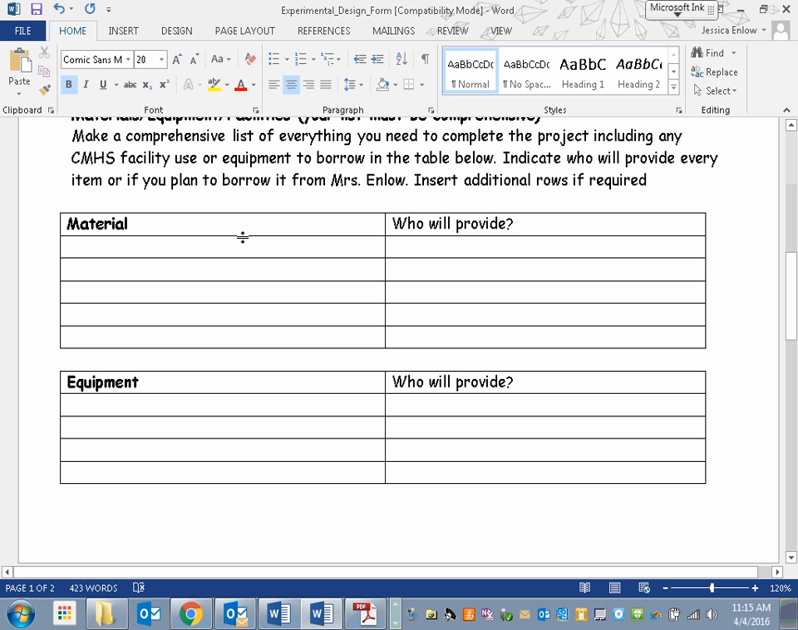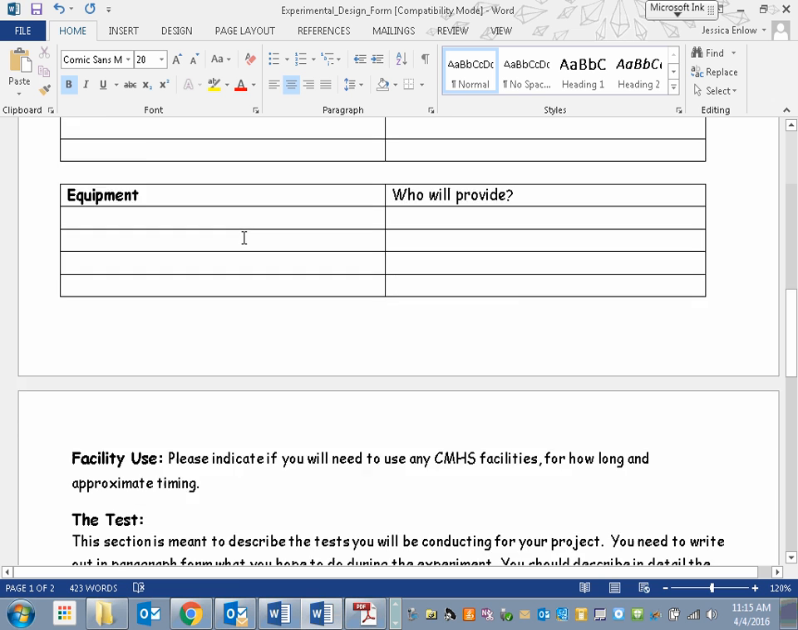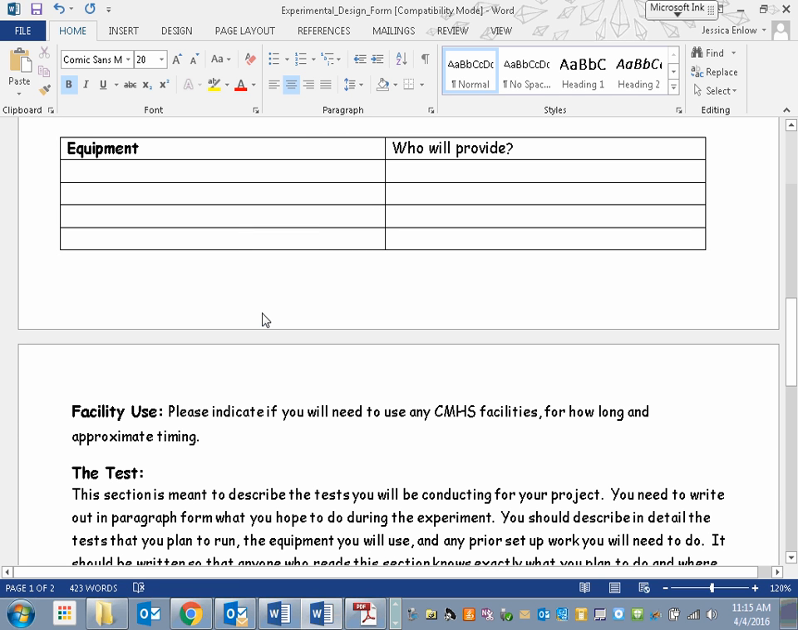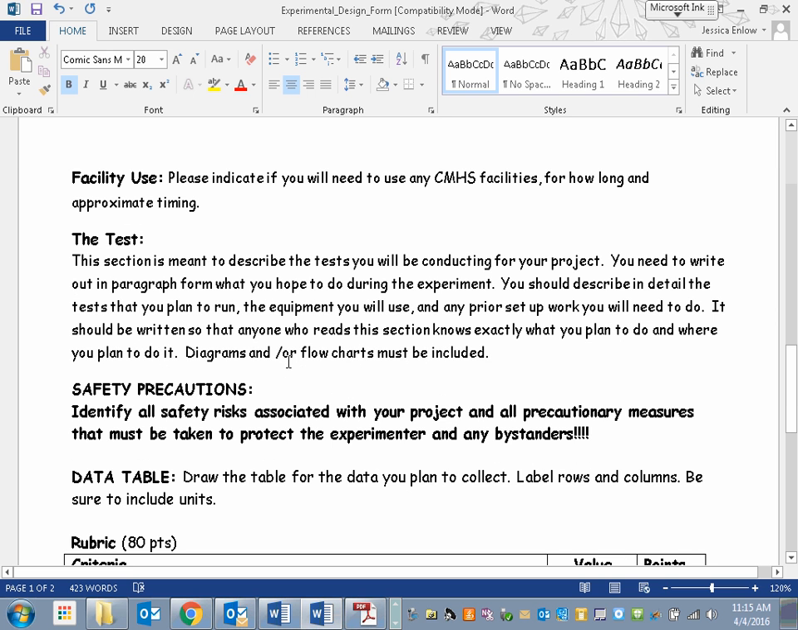And then this is where you'll tell me what you need from me and who's providing what for your experiment. Because sometimes you guys might think I have every chemical known to man, but I do not. So make sure we have everything you need to get your experiment started. If you need to use my facilities, like come during teal or come after school, you'll just have to make an appointment and we'll make sure it gets done, because I kind of need to set up some stuff for you guys sometimes.